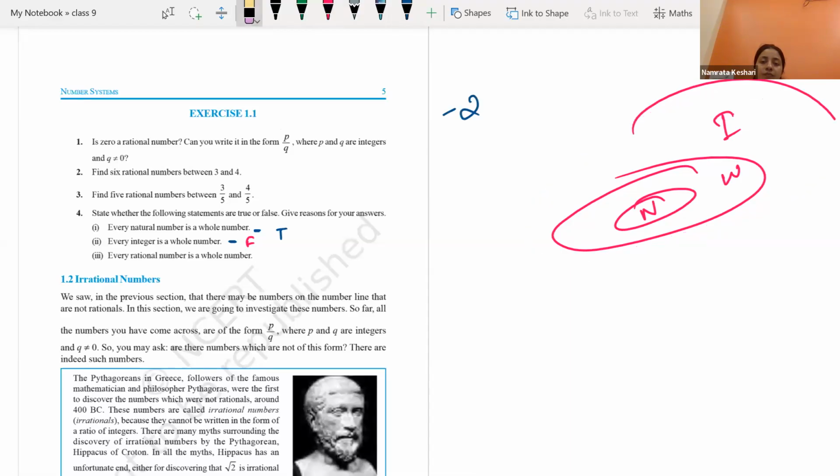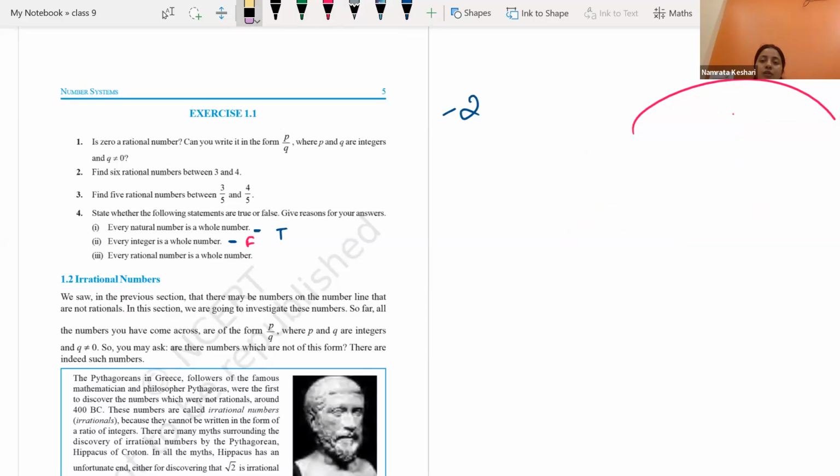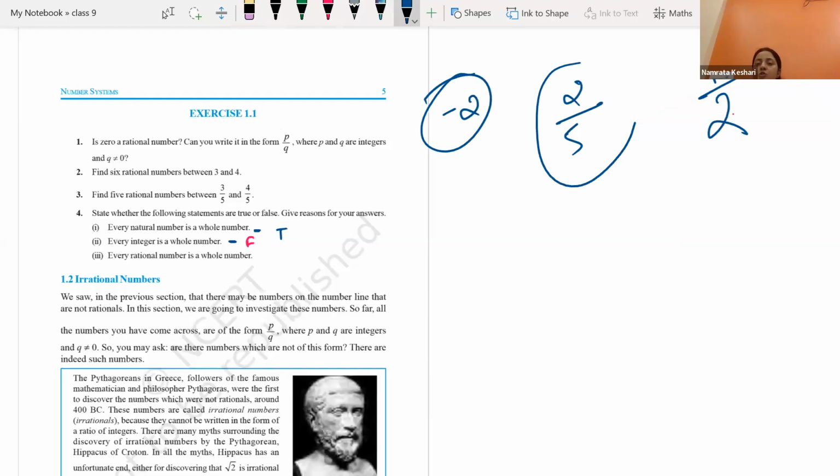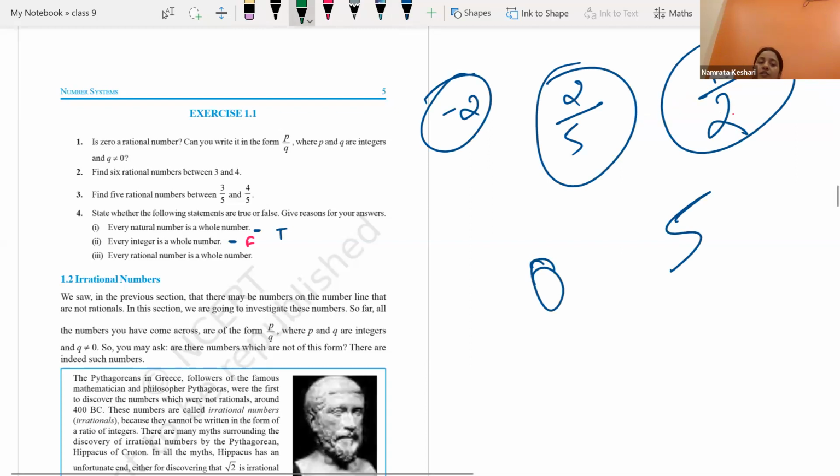False. Every rational number is not whole. Rational number means p by q form. A rational number can be this one, this one, it can be 0, it can be 5. It can be whole or may not be whole. So all are not whole. It is false. Clear?